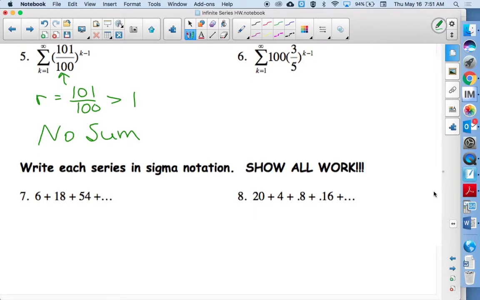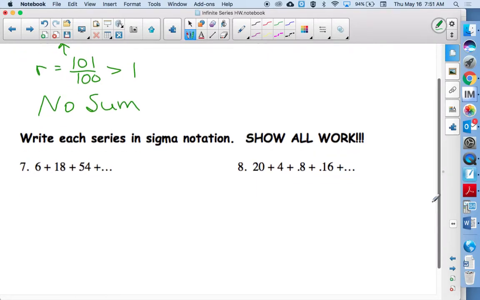So the next 2 odd problems ask you to write this series in sigma notation. And then again, it asks you to show some work. We have 6, 18, 54, and then it goes on forever. What would you need to do in order to write a series in sigma notation? Julia, what do you think you need to do? You have to first find out if it's geometric or arithmetic. Yeah, we need to know if it's geometric or arithmetic so you can write the equation. What's going on with this one, Julia? It's geometric.